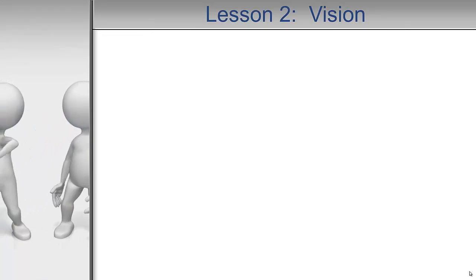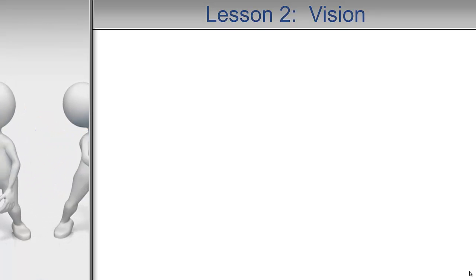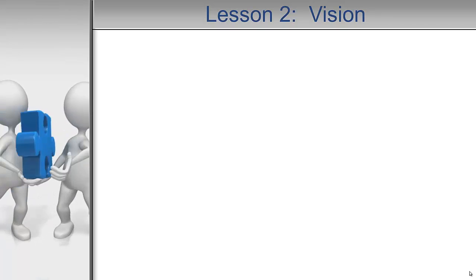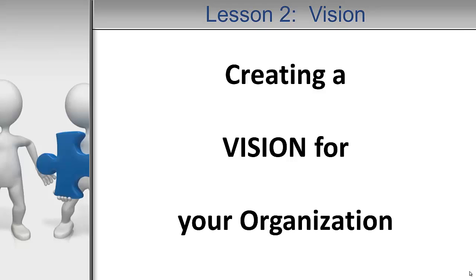Welcome back. This is Module 1, Lesson 2, Vision. In this lesson, you will learn how to craft a vision for your organization. In Lesson 1, we created your mission statement, which tells the world what your organization is all about. In this lesson, we will discuss your vision, which is what your organization will be in the future.